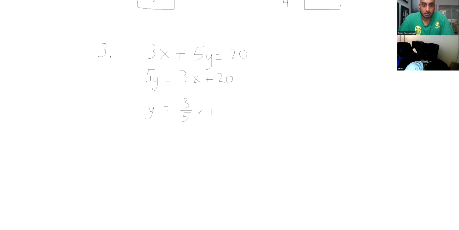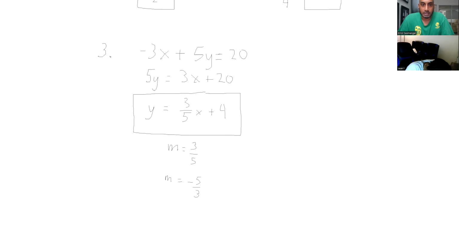Okay, so what's the slope on this one? 3 over 5. There you go. So m equals 3 over 5 here. Now we know the slope of that. What's the slope of the line perpendicular to that going to be? What's the negative reciprocal of 3 over 5? Flip it and then add a negative sign. Negative 5 over 3. There you go. There's the slope of the line perpendicular.